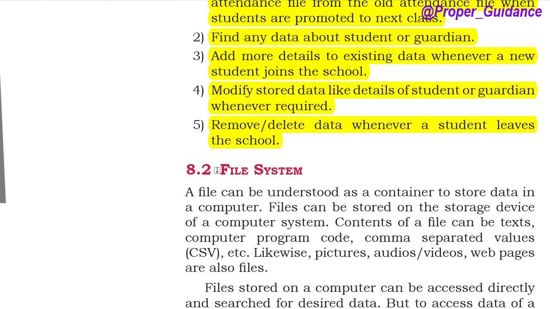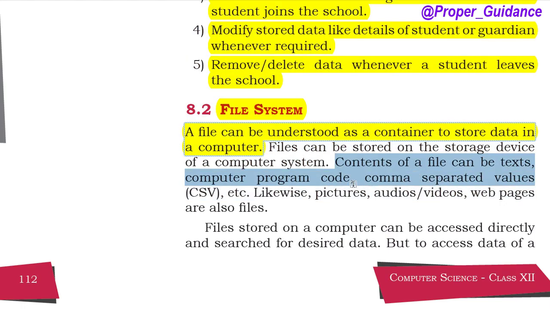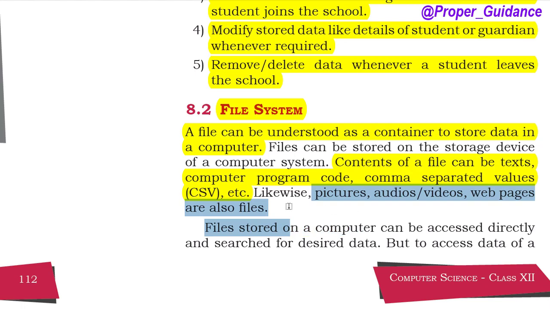Now, here is the concept of file system. A file can be understood as a container to store data in a computer. We all are familiar with this term file. On every system we have to save some file with the required extension, right? So, files can be stored on the storage device of a computer system. Contents of a file can be text, computer program code, comma separated values, etc. Likewise, pictures, audios, videos, web pages are also files.